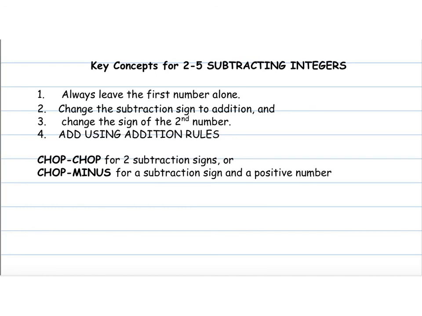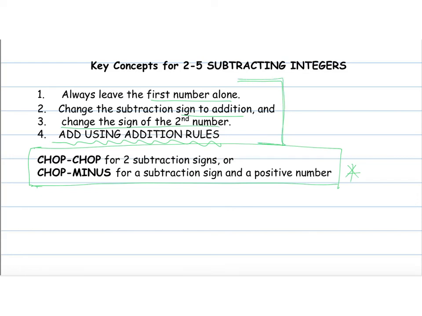Concepts for subtracting integers. We leave the first number alone, change the subtraction sign to addition, change the sign of the second number, and then add using addition rules. Chop, chop for two subtraction signs, chop minus for a subtraction sign and a positive number. I would write chop, chop and chop minus down. If you want the rules, I would highly suggest writing those down.